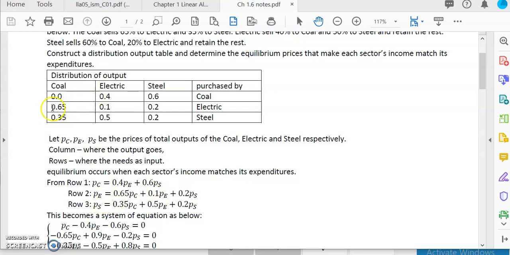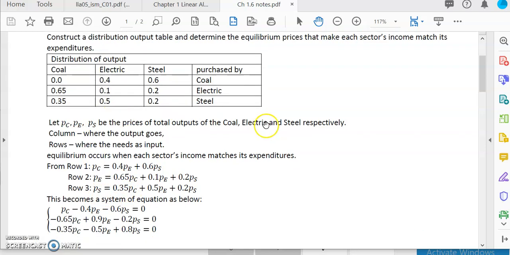Likewise, this is what electric needs to purchase. PE would equal, they will have to purchase coal as well as whatever they retain, so it's 0.65 PC and 0.1 PE. The last row would be purchased by PS. They use all the output to purchase 0.35 of PC, 0.5 of PE, and 0.2 of PS. The most important thing to know is that vertically it has to add up to 100%, or 1. Horizontally, this describes different output prices.